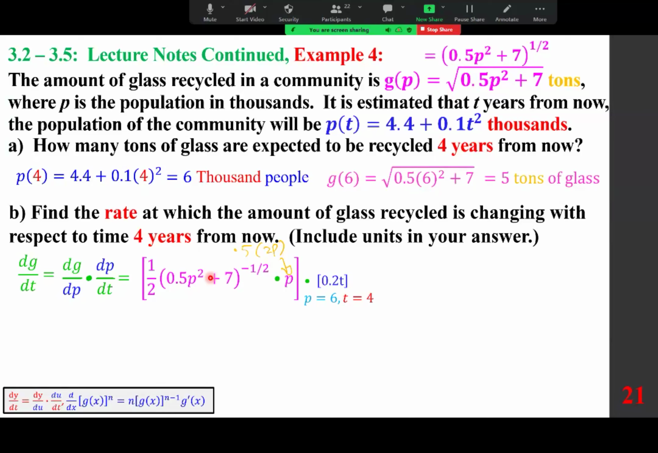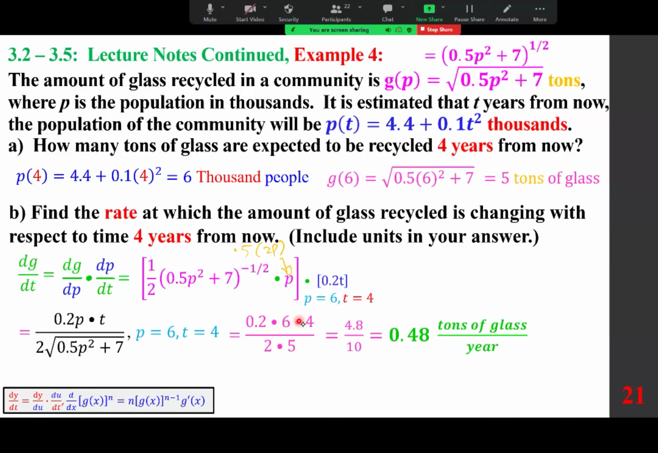Now, you have to replace the p with 6. T is 4. So 0.2 times 6 times 4. This square root, we've already calculated right here. When I replace this P with 6, we ended up with 5. So again, 0.2 times P, which is 6, times T, which is 4. The denominator is 2 times 5, so 10. The numerator is 4.8. And 4.8 over 10 makes it 0.48.